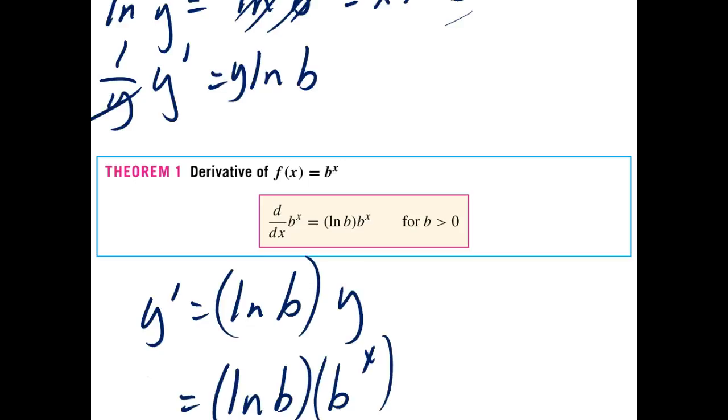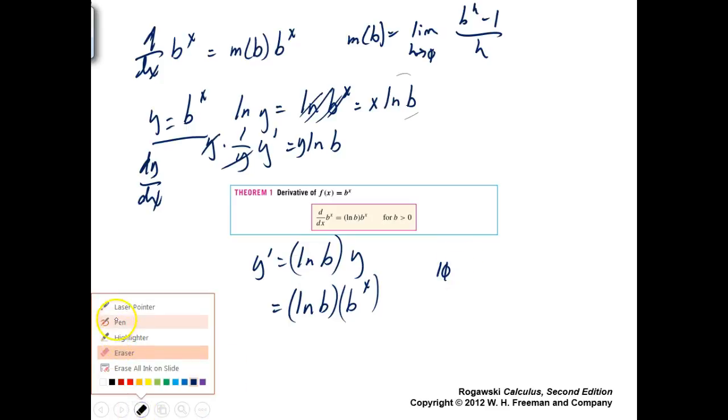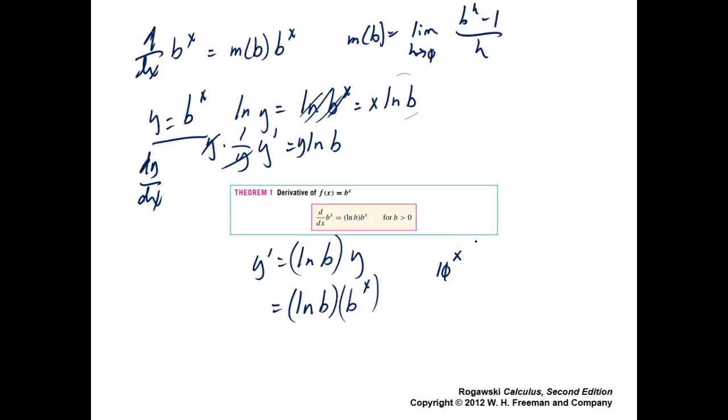Let's do a little example with that. What is 10 to the x? That's to the x, not 10x. Let me clean that up a little bit. My superscript didn't super very much. 10 to the x. If I'm taking the derivative of that with respect to x, what would that be? By this rule here, the b is 10. So this would be natural log of 10 times 10 to the x. And of course, 10 is greater than 0, so it fits.